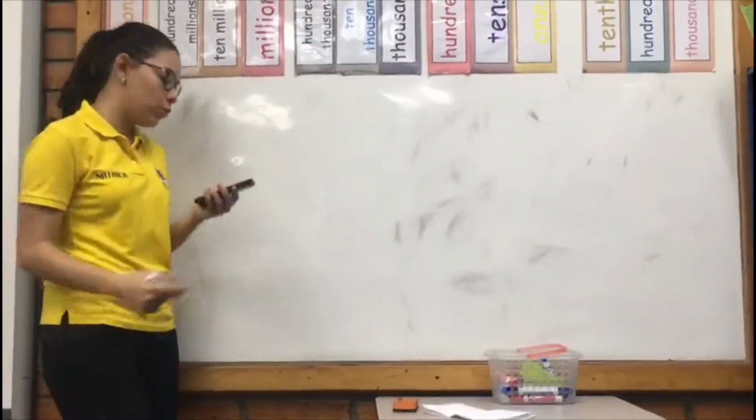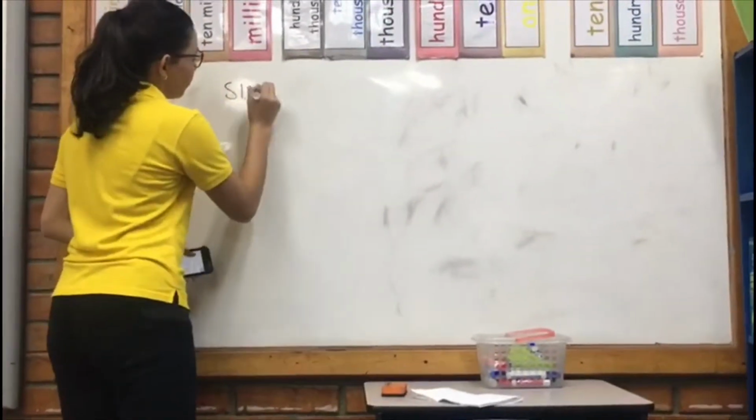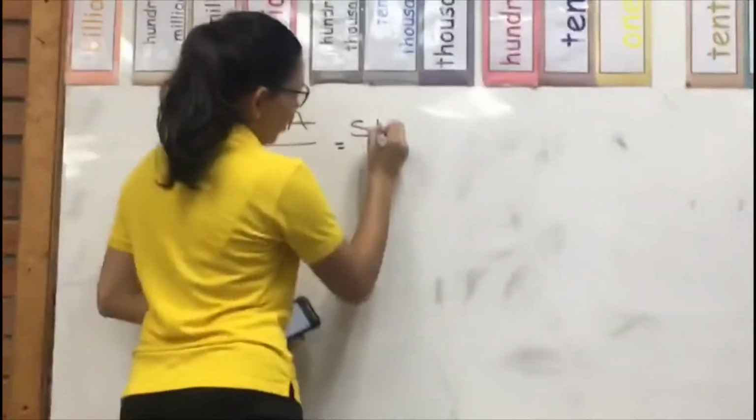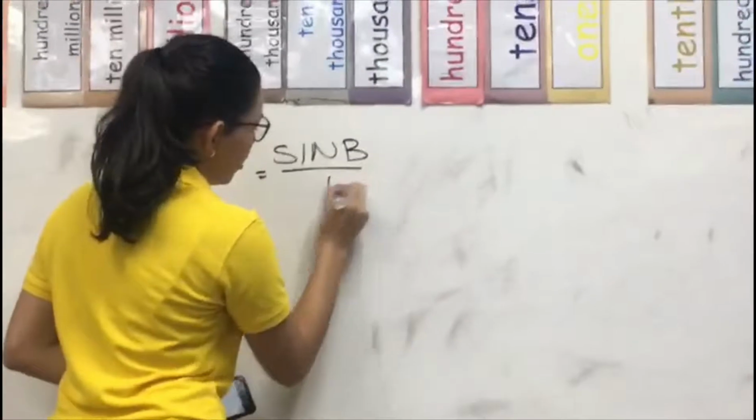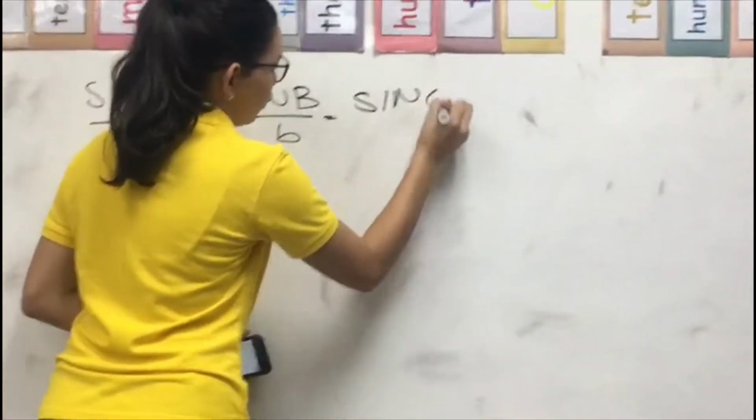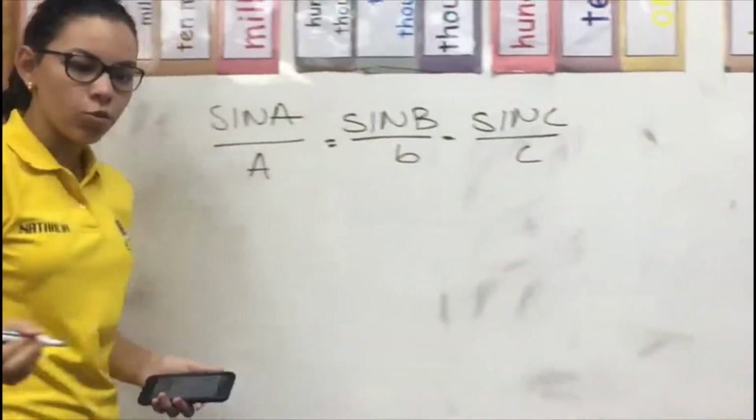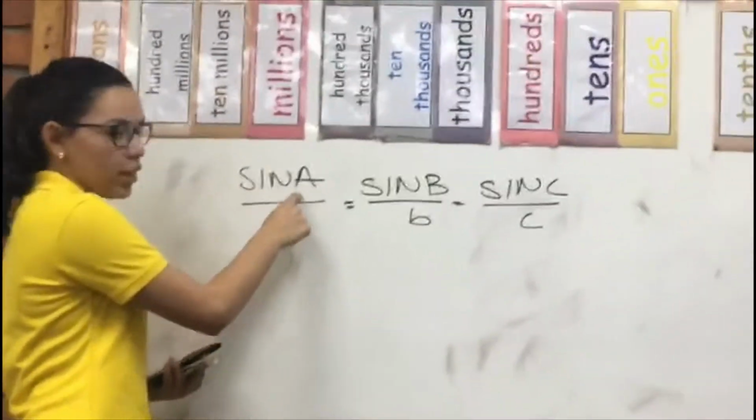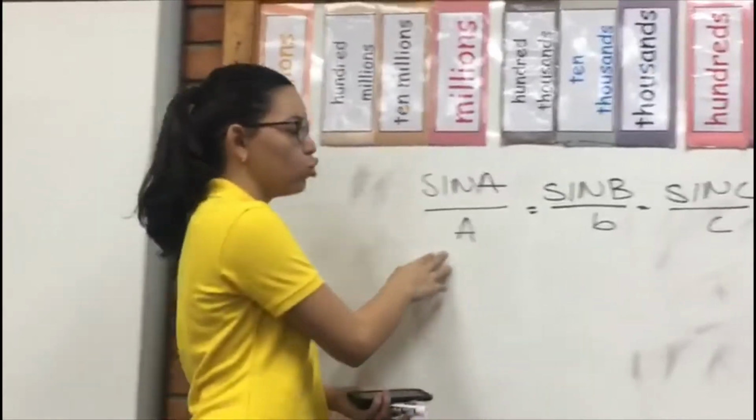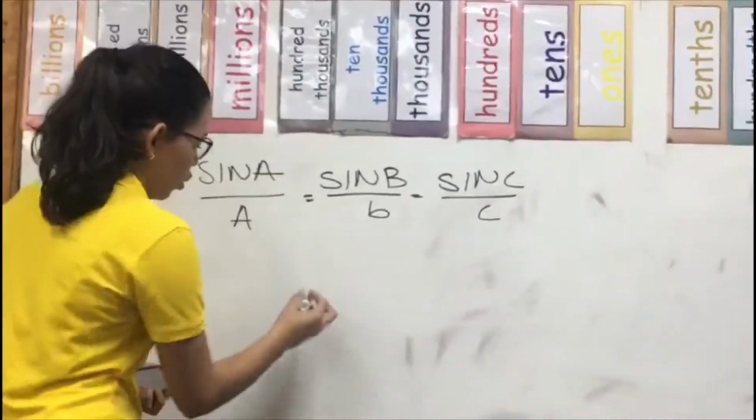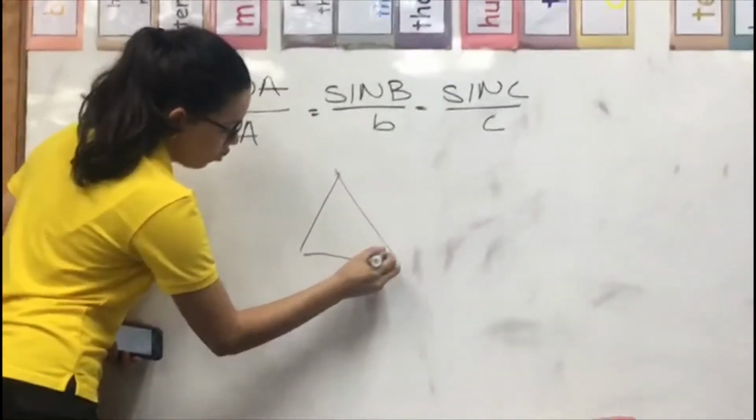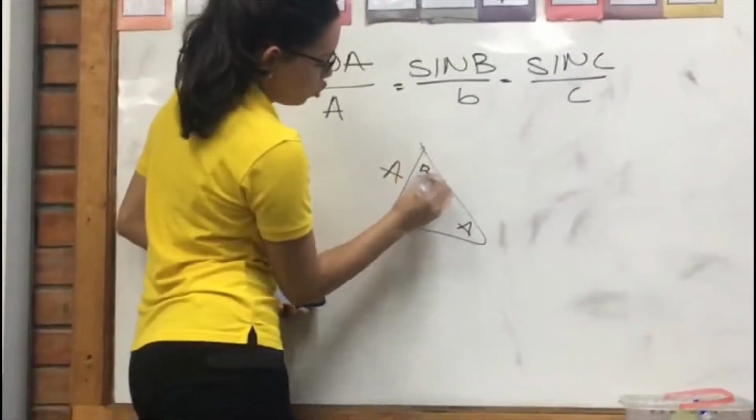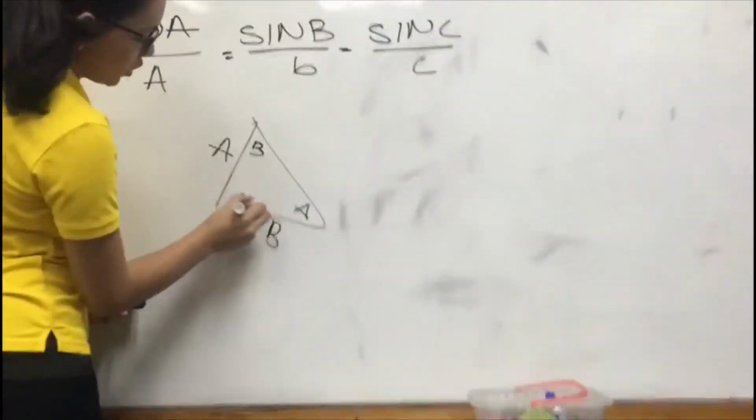The formula we will be using is the sine of A over a equals the sine of B over b equals the sine of C over c. Each of these is a side and an angle of a triangle. Angle A corresponds to side a of a triangle. So it would be angle A to side a, and then the sine of angle B to side b, and the sine of angle C to side c.